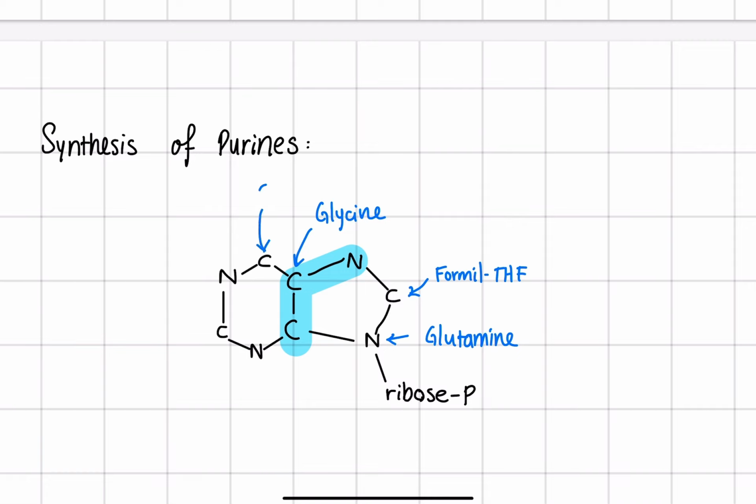And this C comes from CO2, aspartate, another formyl tetrahydrofolate, and you have glutamine. So that would be process 1, 2, 3, 4, 5, 6, 7.